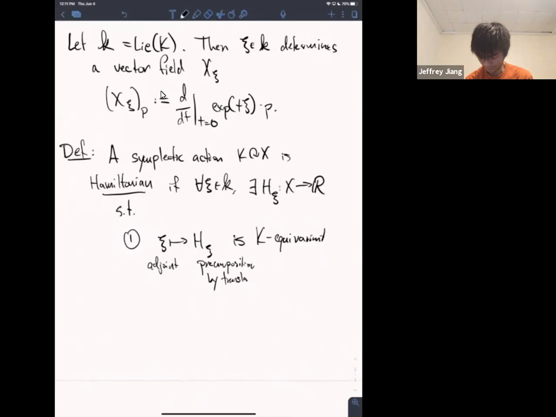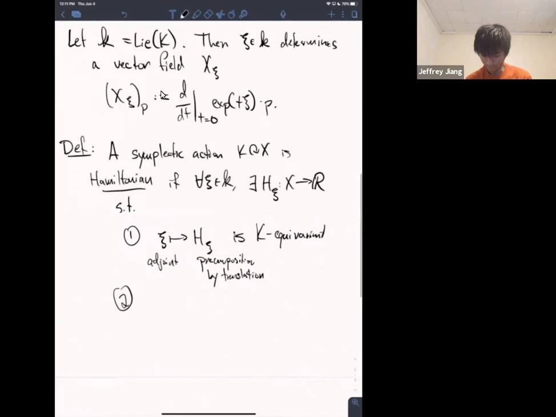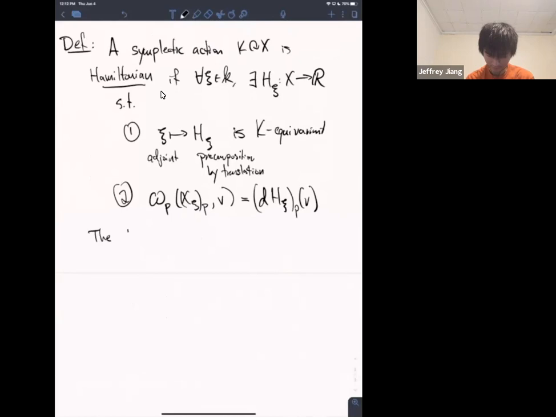And then two, for any point p, if you take the Kähler form and feed it the tangent vector of the vector field determined by xi, and pair it with any other tangent vector v, this is equal to the differential of the Hamiltonian function at p evaluated at v. So as I've been saying, these functions are called Hamiltonian functions.